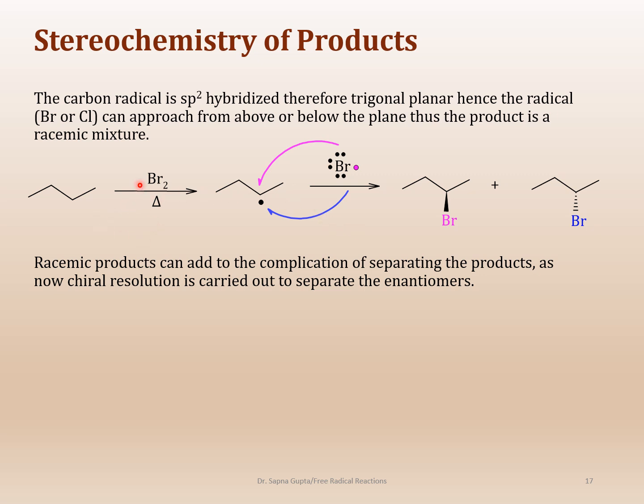Okay, so in this case, for example, when you take butane and treat it with bromine, you form a radical. This radical is more like an sp2 hybridized carbon, which means it's trigonal planar. If it is trigonal planar, the blue and the pink show you that the bromine can attack from either side, giving you a chiral center. As soon as you have a chiral center, you will have enantiomers.